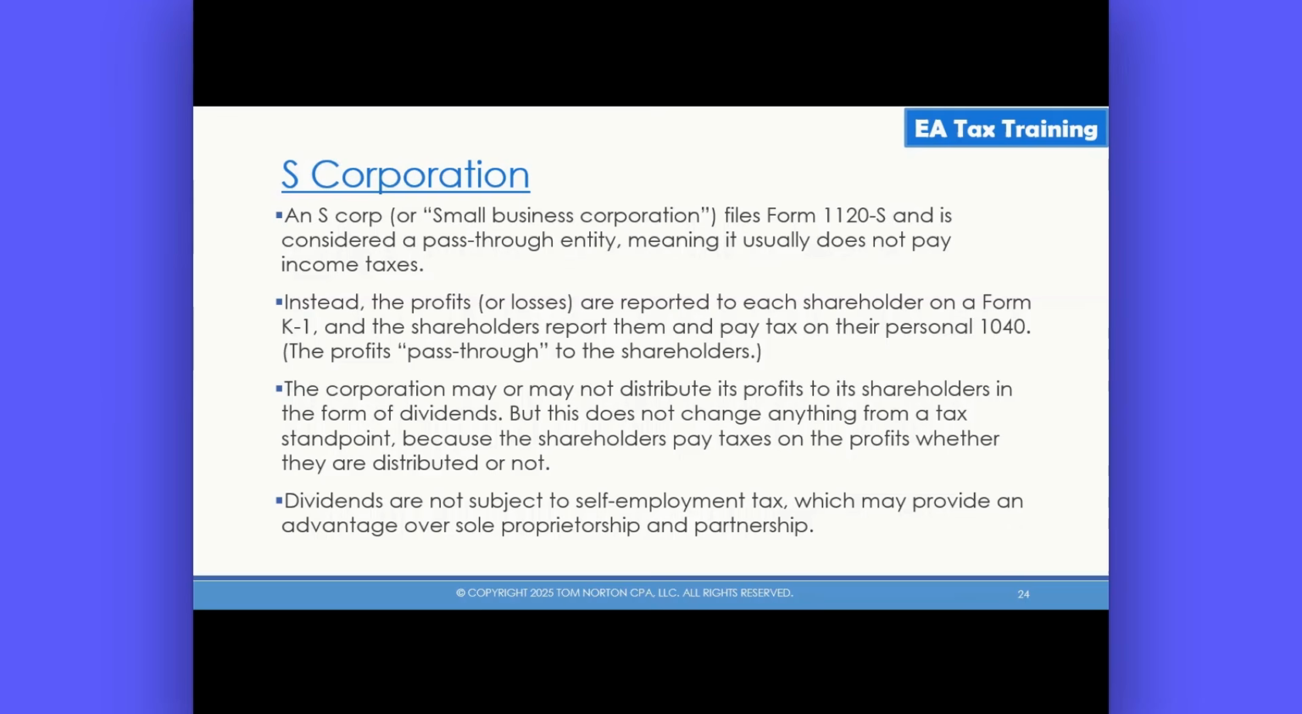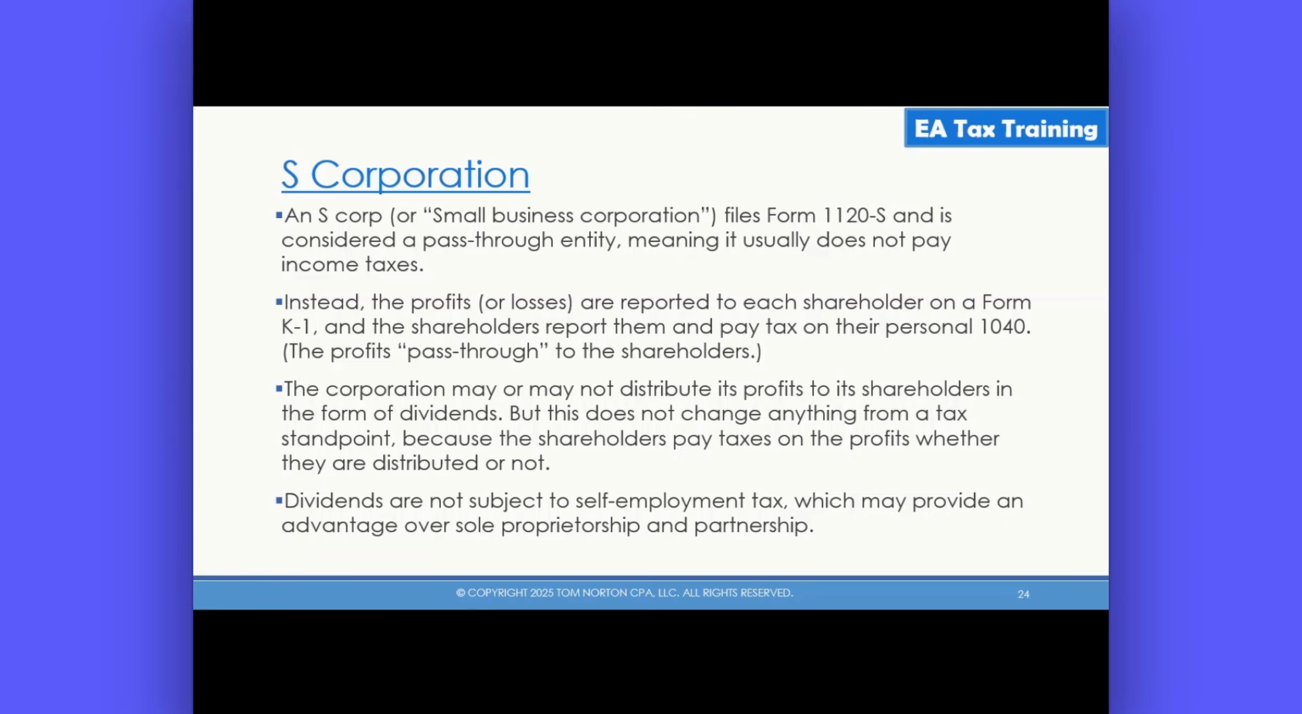Now, the corporation, just like with a partnership, may or may not distribute their profits, but it doesn't matter from a tax standpoint. The shareholders are going to be taxed on their share of the profits from the S Corp, whether or not those amounts are distributed.